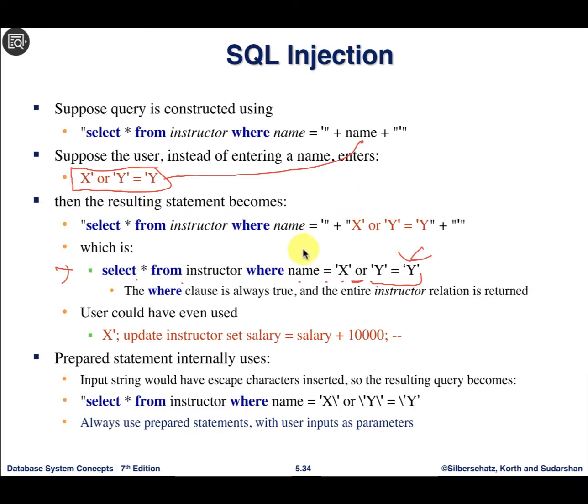You can do something if you have an update. You need to update, for example, or maybe you can insert, instead of a name, x or y equal y. You can insert something like this. If you inject this one into the system, the system is going to say select star from instructor where the name is equal to x, semicolon. There is another command: update instructor set salary equal to salary plus, what, 10,000. So you add 10,000 to every single one in the system, or all instructors. I like this command. I wish you could do this one.